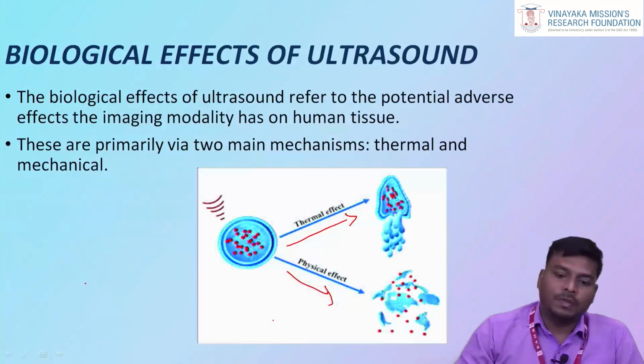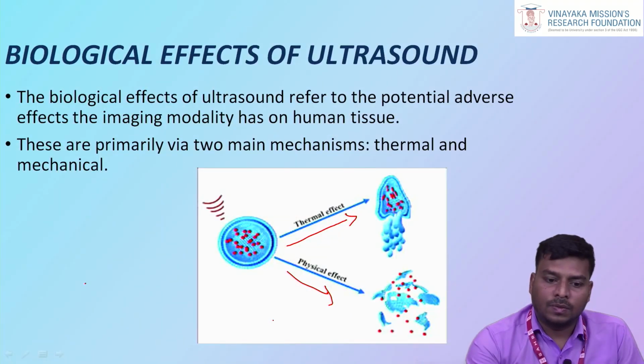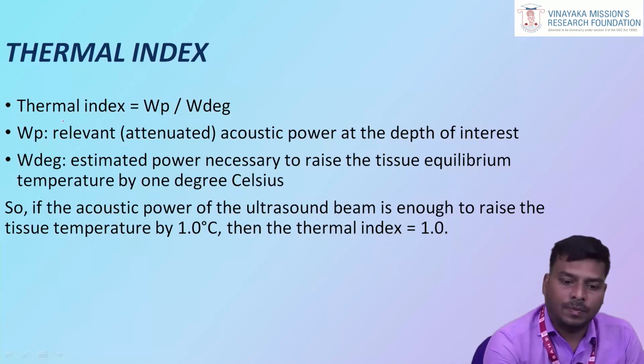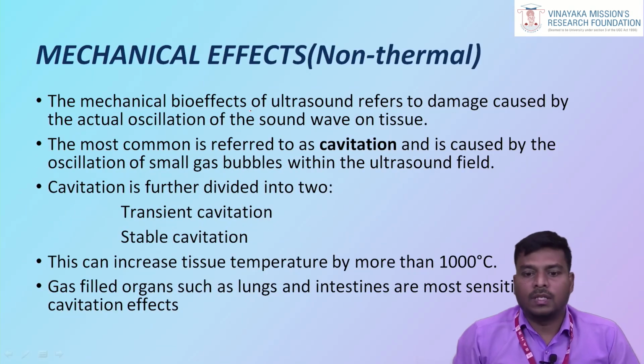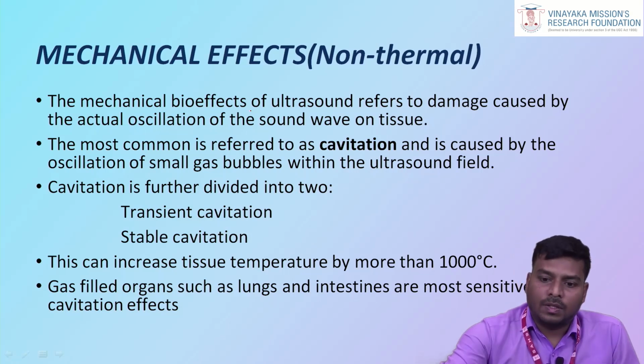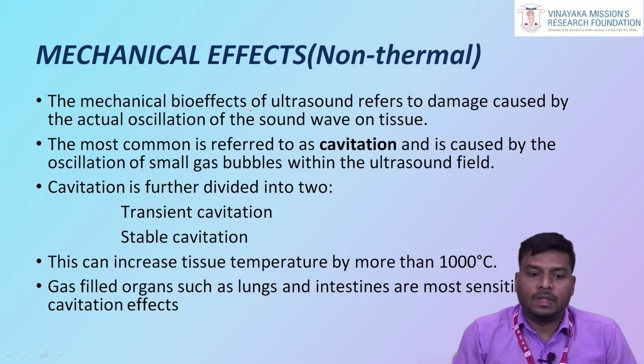Before we discussed, we must know that the biological effects of ultrasound have two primary mechanisms, thermal and mechanical. The thermal effects affect the tissues, and the physical effects affect the tissues. For the thermal index, you can see the formulas. Next, mechanical effect. Mechanical effects refer to non-thermal effects. The mechanical biological effect of ultrasound refers to damage caused by the actual action of the sound wave on tissue.